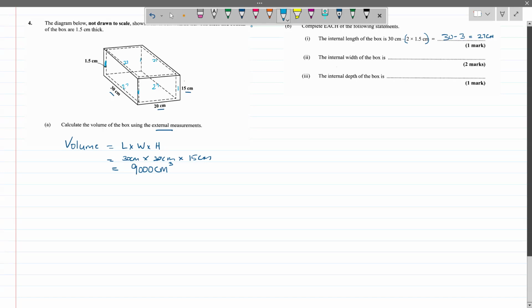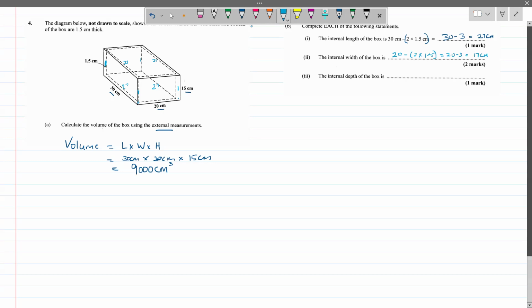The internal width of the box now, right? So the internal width, the same thing is going to happen. We have to take off the 1.5 here, 1.5 here. So we do 20 minus 2 by 1.5. All right, that's 20 minus 3. That's going to give us 17 centimeters.